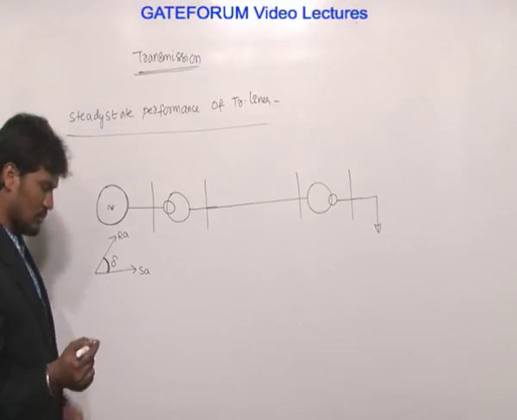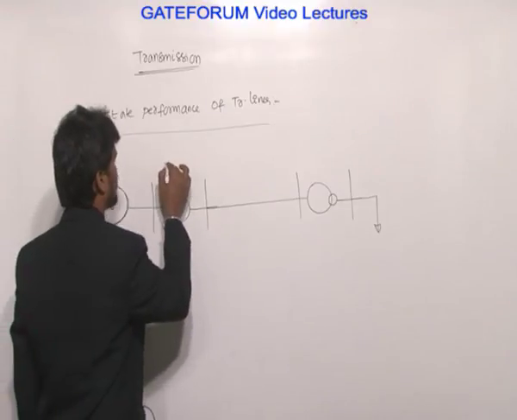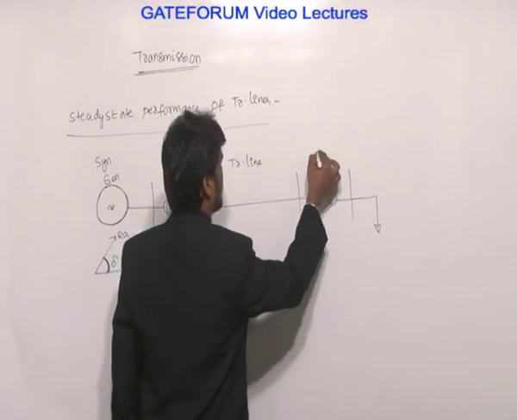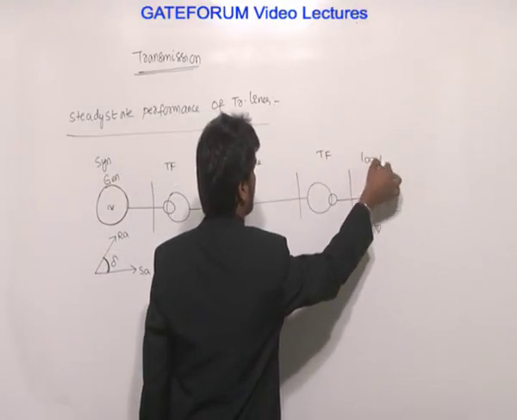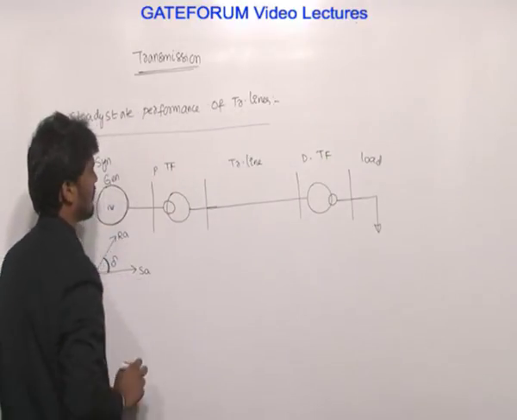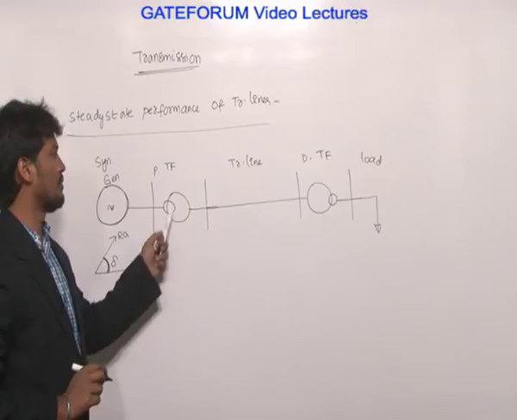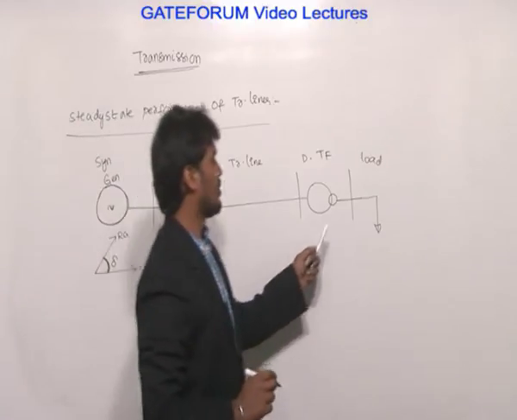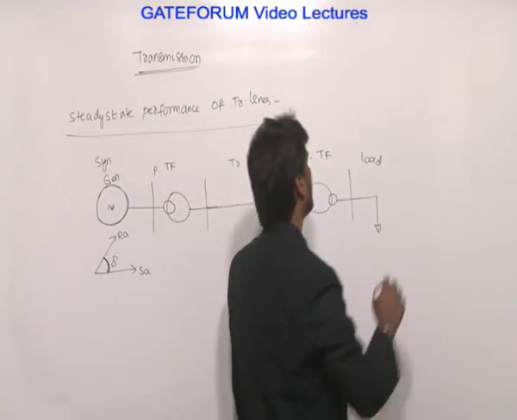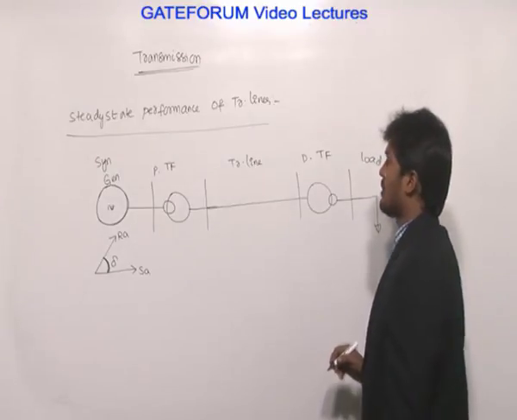Now this is synchronous generator, transformer, transmission line. This is transformer, this is load, which is called as distribution transformer. This is called as power transformer. Nearer to the alternator is dealing with high voltage, which is also called as step up transformer, called as power transformer. Nearer to the load, it steps down the voltage, therefore it is called as distribution transformer or step down transformer.